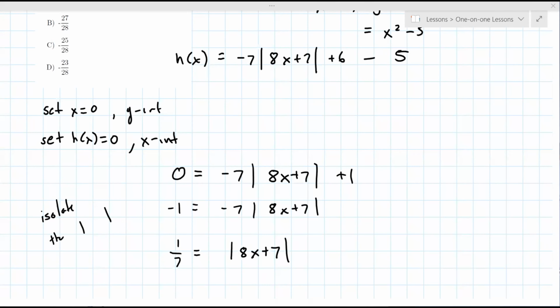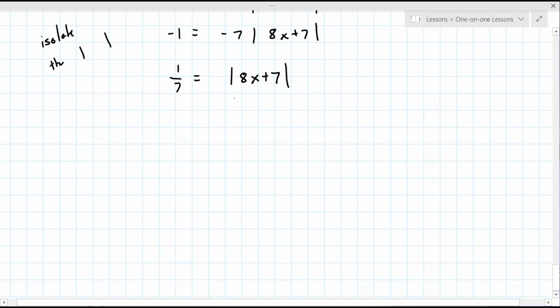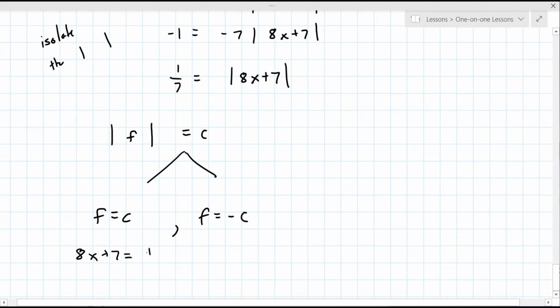Okay, so there's two things here. When you have the absolute value of something, call it f, equals c, there's two cases. You set f equal to c and f equal to minus c. Oh yes, I remember. So in your problem, you're going to set 8x plus 7 equal to 1 over 7, and 8x plus 7 equal to negative 1 over 7. And you have to solve them both. You can't just hope. I mean, you could, but if you hope and pick wrong, you won't get the right answer.